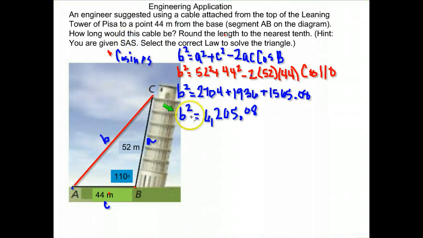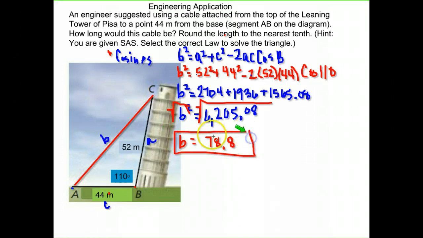I still need to solve for b. The only thing I have left to do is get rid of that squared. How do you get rid of a squared? You do the opposite of squaring, which is to take the square root. So b is going to be equal to the square root of that number. So I take the square root of 6,205.08, and I get 78.8 approximately when I round. So the length of that cord is 78.8 meters.